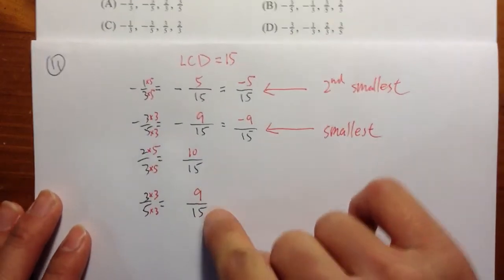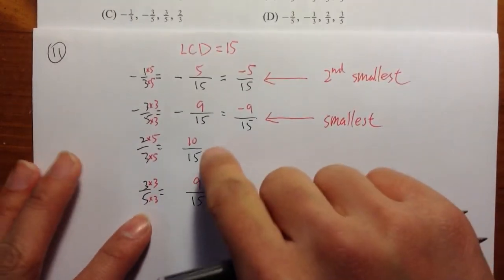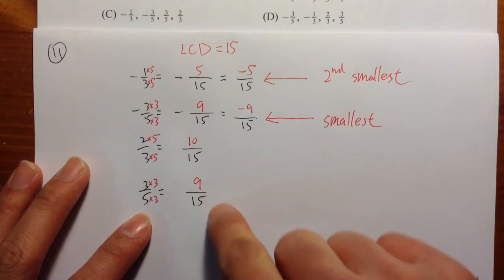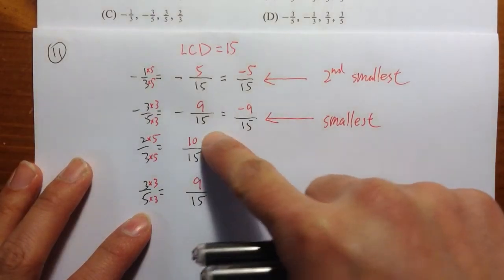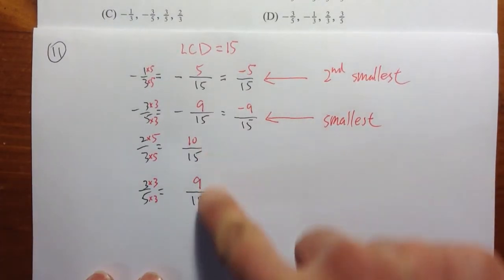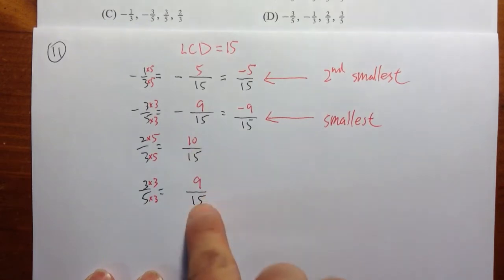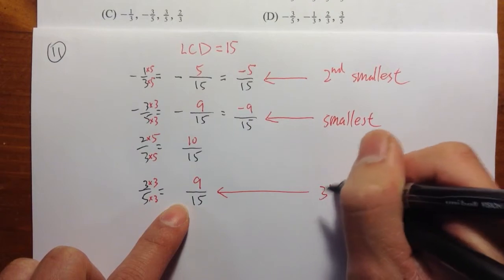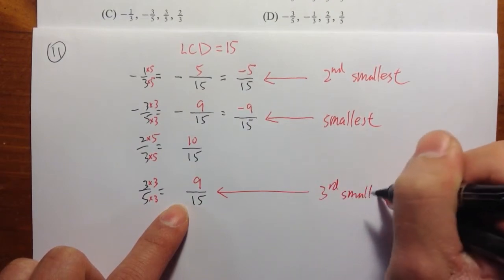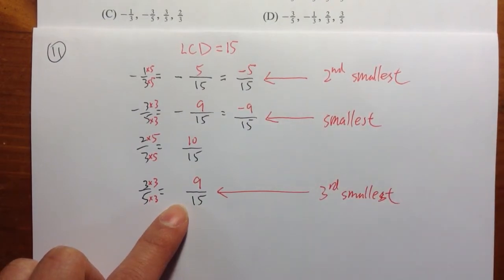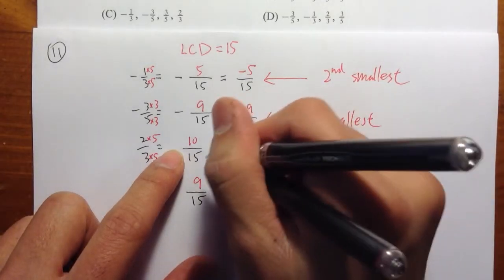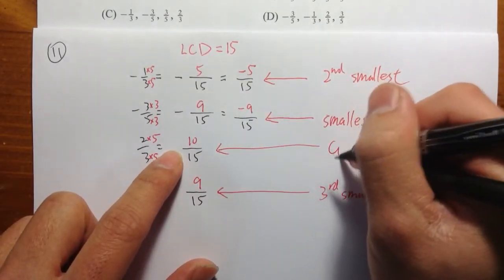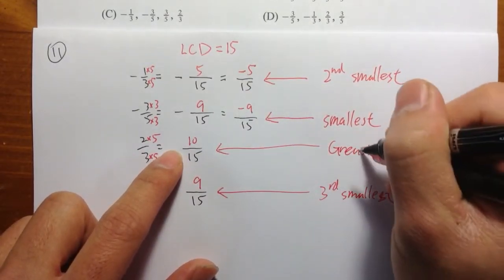Now let's compare the big numbers. I have 10 over 15 and 9 over 15. For positive numbers, of course, 10 is bigger than 9. So this will be the third smallest. And this one has to be the biggest, or the greatest.